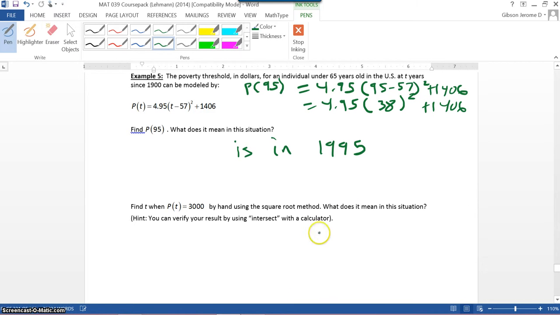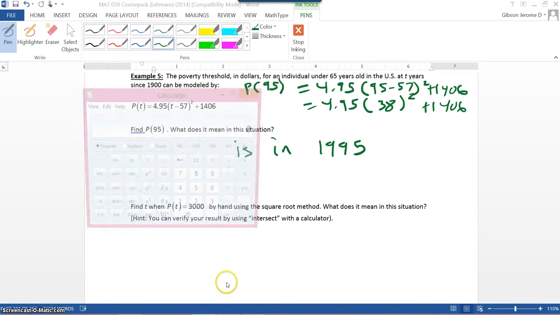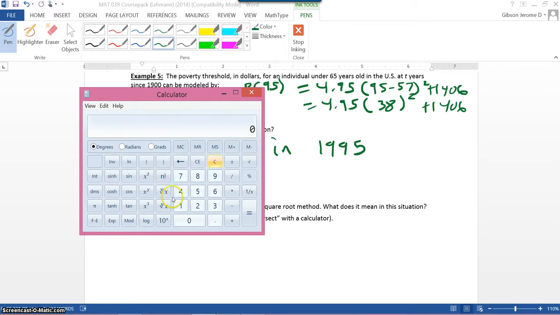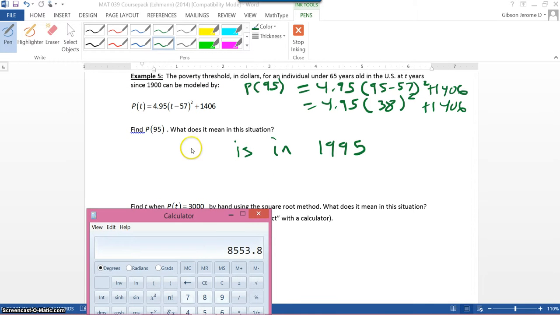Now, we need to put this in a calculator. So I'm just going to pull up this calculator here. We have 4.95 times 38 to the second power, and then plus 1,406. So it'll be 8,553.8. So what does it mean in this situation?